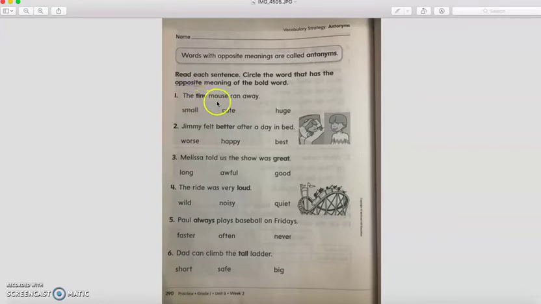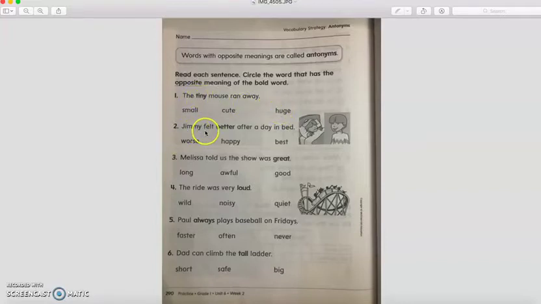So, the tiny mouse ran away. You need to circle the word, so you can look and find the correct opposite of this word. Tiny. What's the opposite of tiny? Now, small is the meaning of tiny. But we're not looking for the synonym. We're not looking for the same meaning. No. We're looking for the opposite meaning. So what's the opposite of tiny? Huge. Good job. So huge is the opposite of tiny.